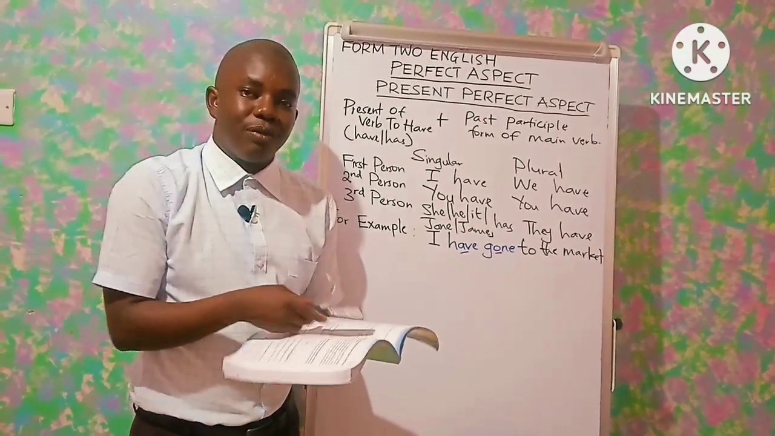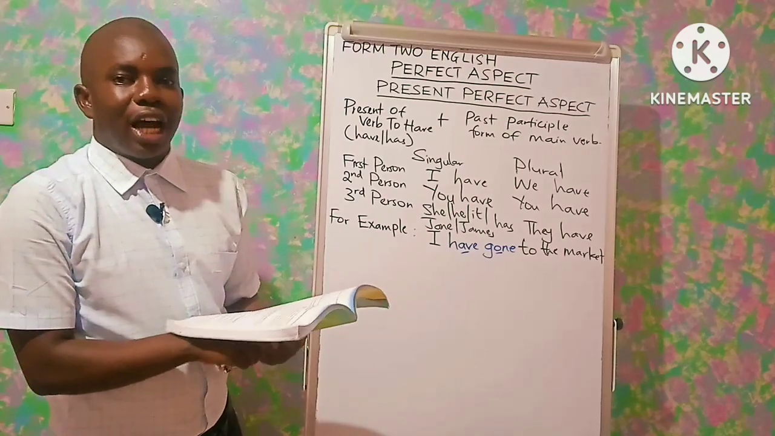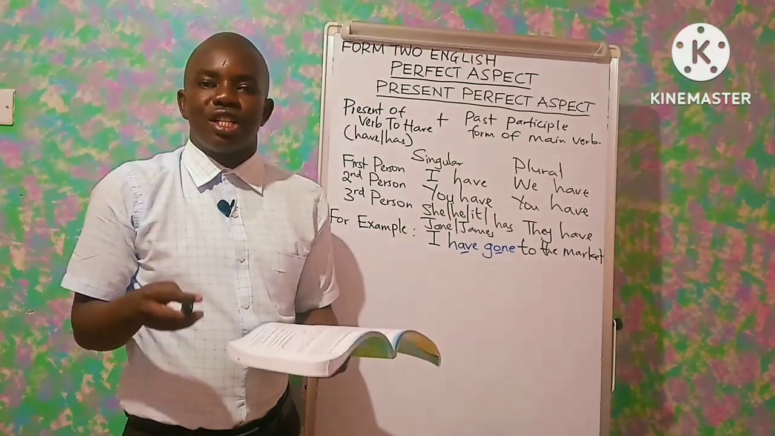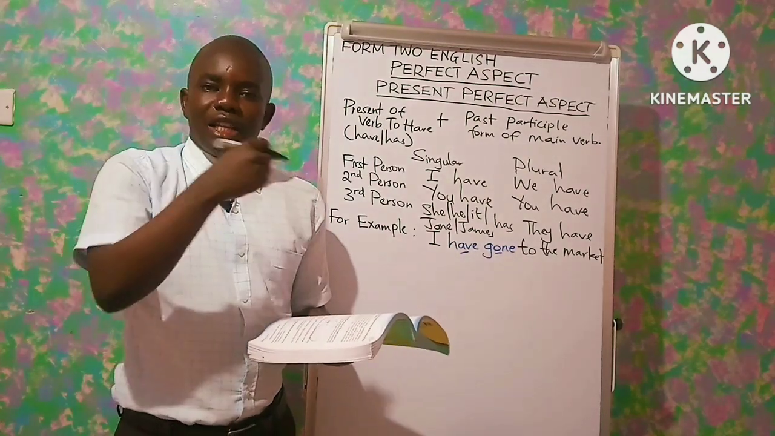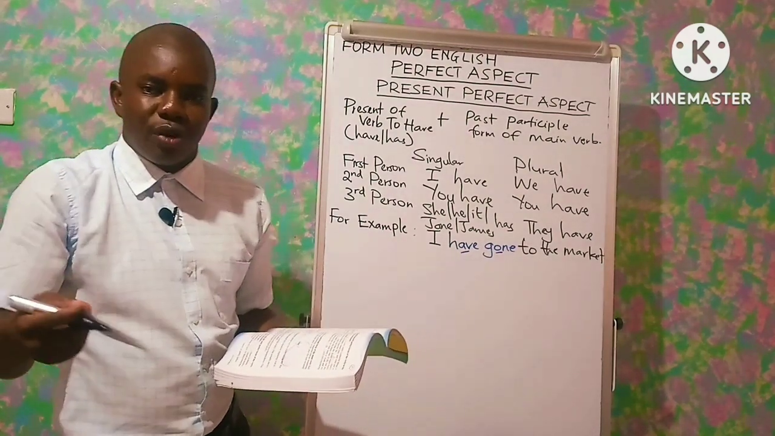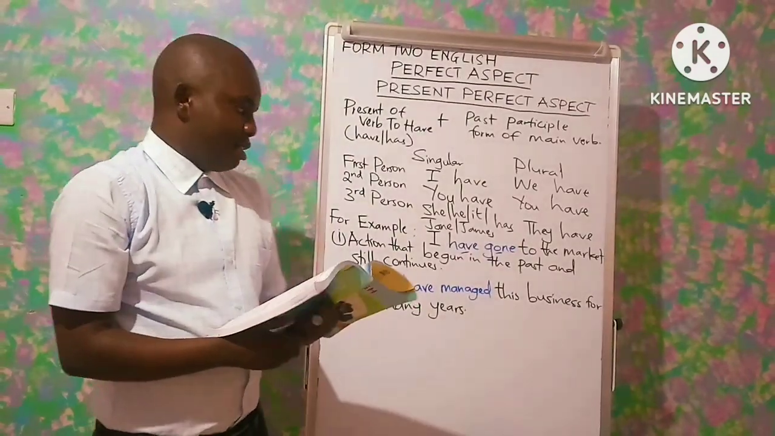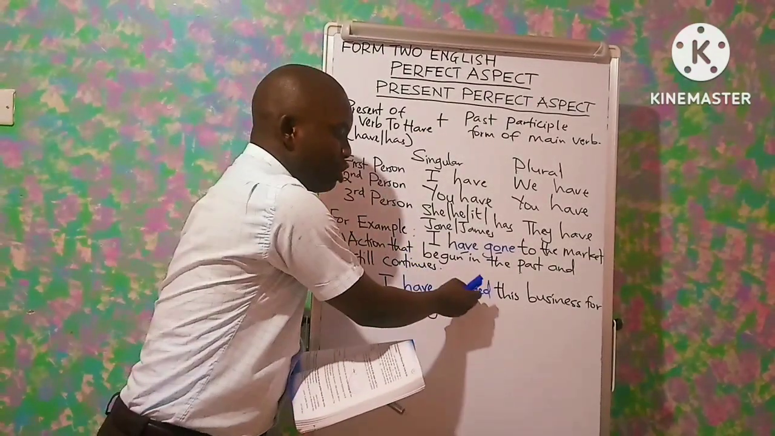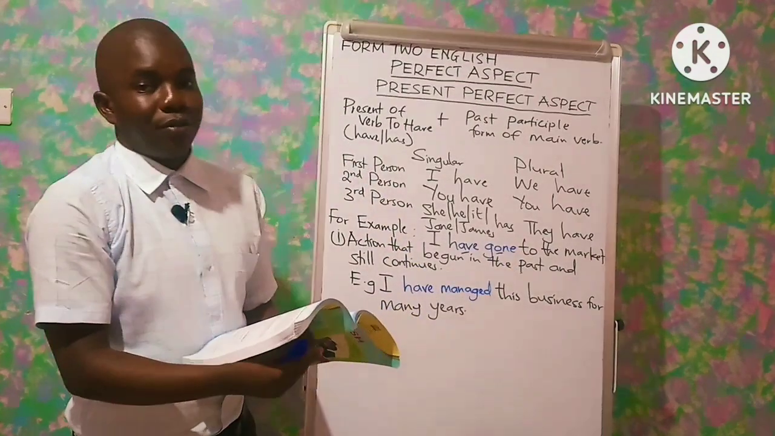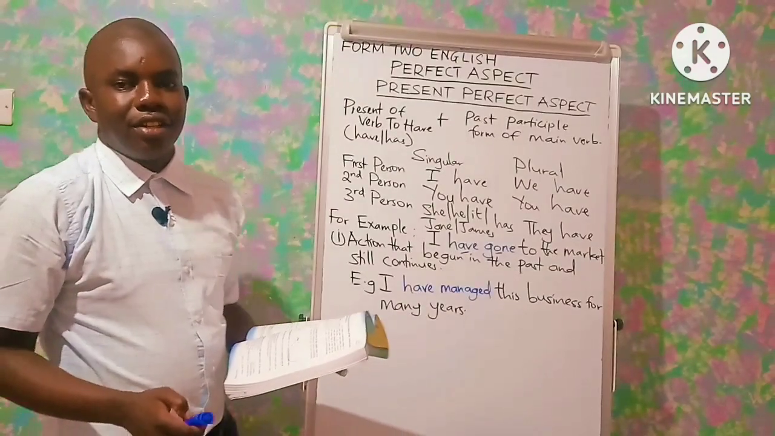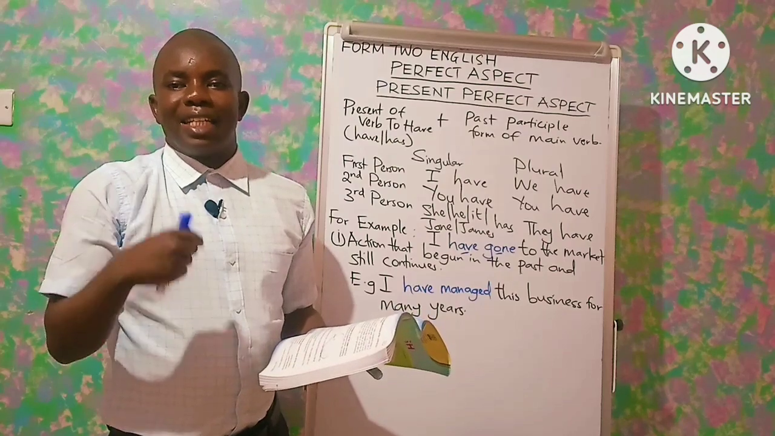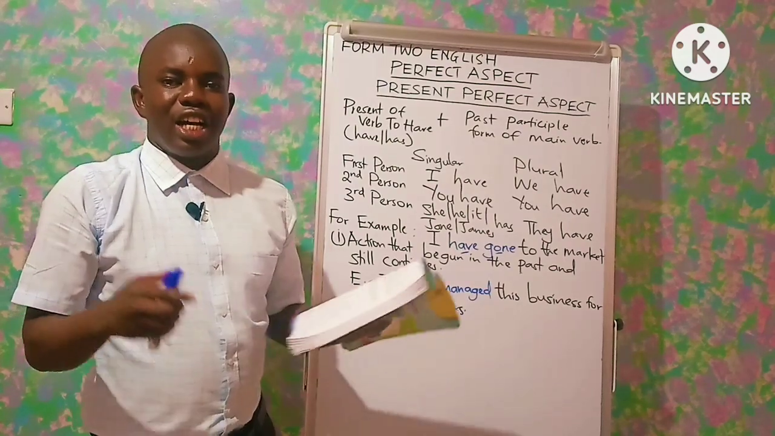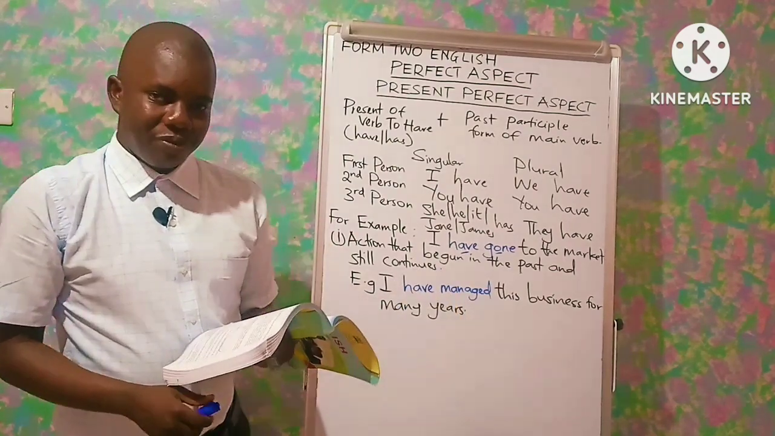And the first one, present perfect aspect is used for an action that began in the past and is still continuing presently. I have managed this business for many years. So the business began in the past, but it is still continuing presently.